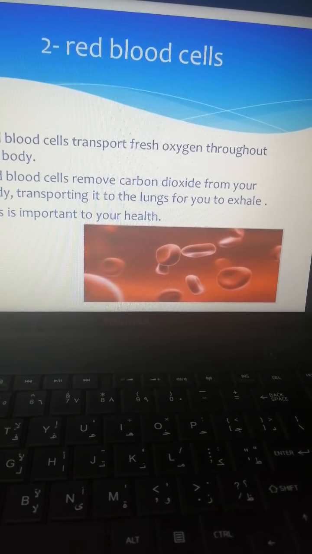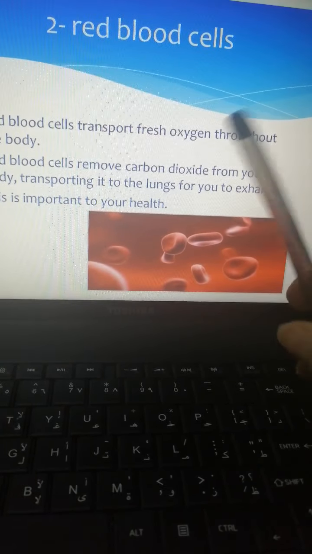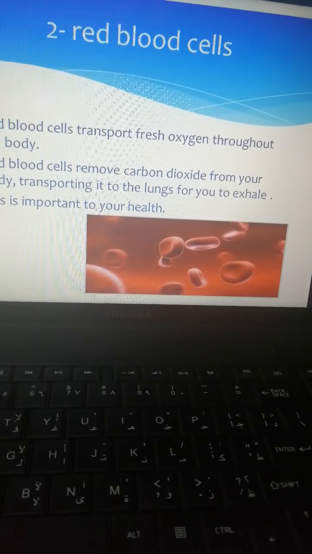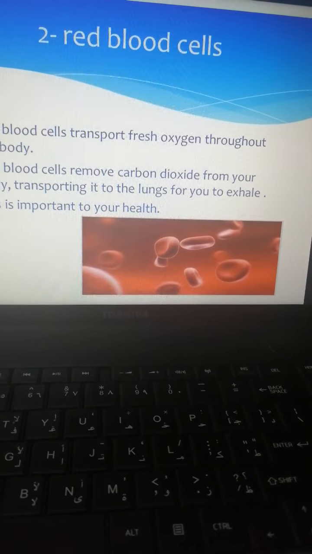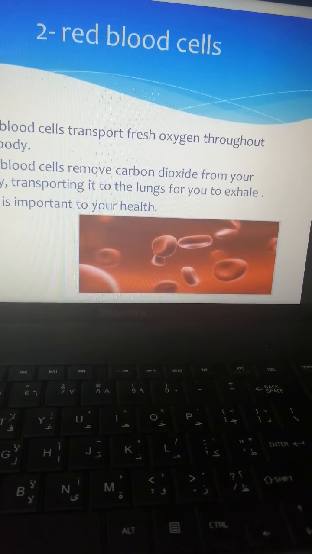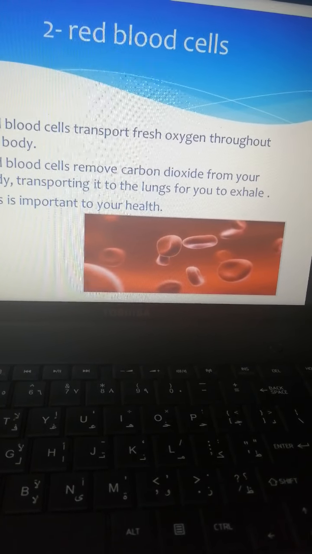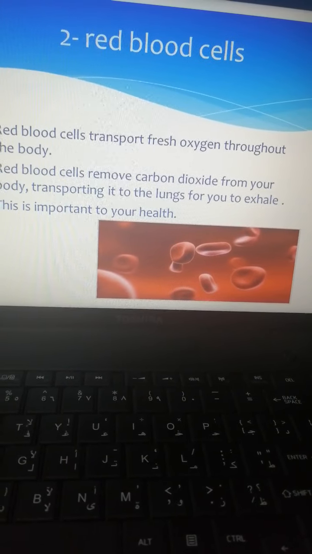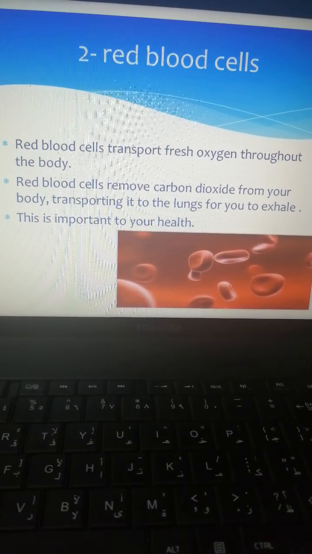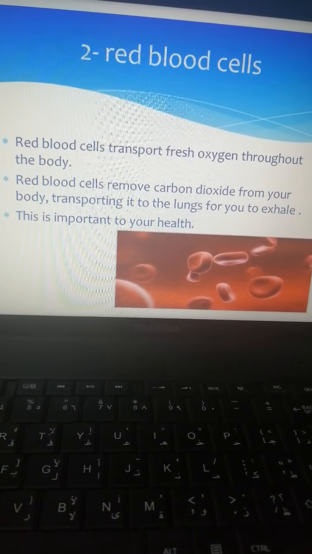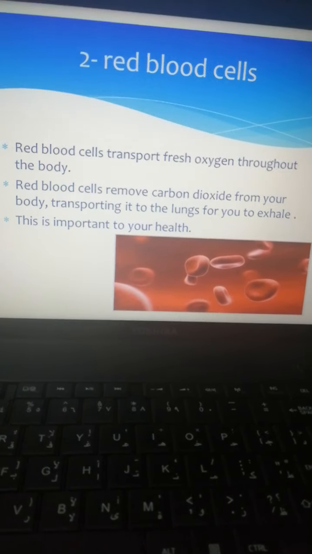So red blood cells are very important to your health. What is the function? Transport oxygen and carbon dioxide. Transport oxygen to all the body and carry carbon dioxide from the body to the lungs, to get rid of it. So what is the function of red blood cells? Transport oxygen to the body and remove carbon dioxide from your body, transporting it to the lungs.